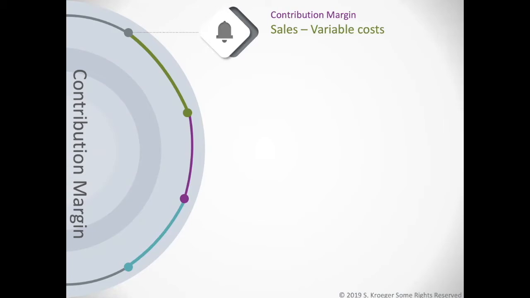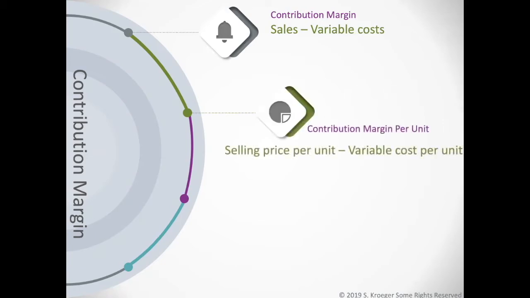The more sales will increase, the more variable costs will also increase. These numbers will always vary. Once you subtract the fixed costs from this number, then you will have net income. Next is the contribution margin per unit, which is the same formula but on a per unit basis. You will use the selling price per unit instead of total sales, minus the variable cost per unit instead of all the variable costs.